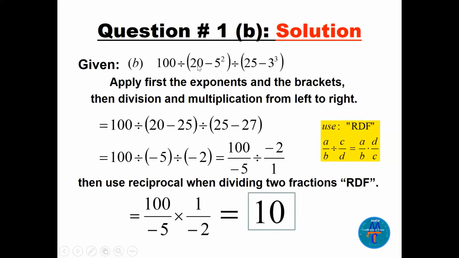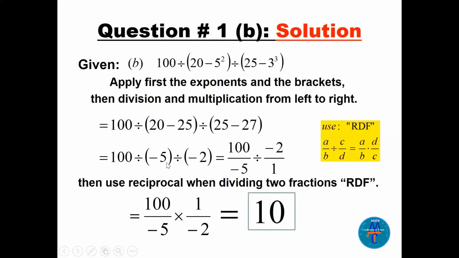Okay, 20 minus 5 squared. We start with the power, then the brackets. This is not plus 25. Many students write plus here, but it's minus 25 because the squared is on the 5, not on the minus 5. Also, we don't see any bracket, so the base here is only 5. So 20 minus 25. Now 25 minus 3 cubed is 27, 3 times 3 times 3. I have seen students writing 9 here. That's a big mistake. Now let's subtract inside the brackets. That's minus 5, and that is minus 2.